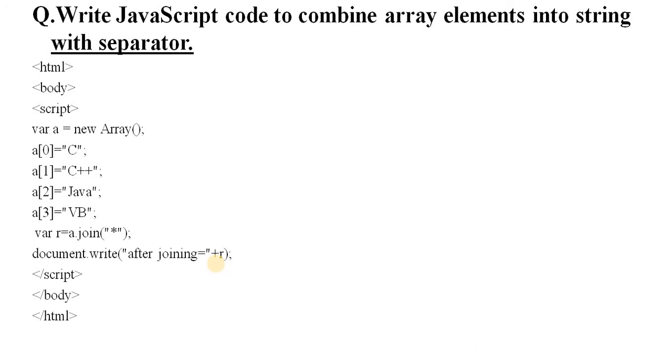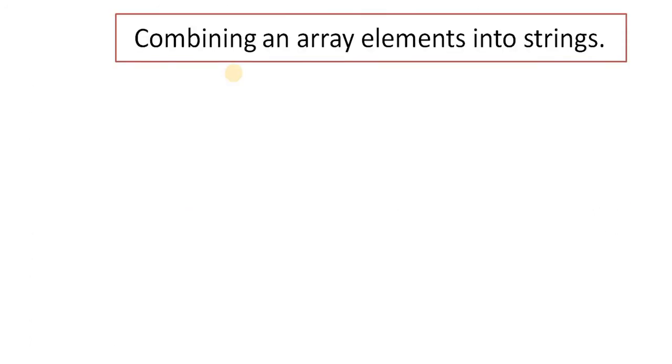What will be the output of this program? It displays "after joining is C * C++ * Java * VB" on a web page. This is all about our join method. Next point in combining array elements into a string, the second method is the concat method. This function is used to join two or more arrays together in JavaScript. This function returns a new string which is a combination of different strings passed to it as arguments.